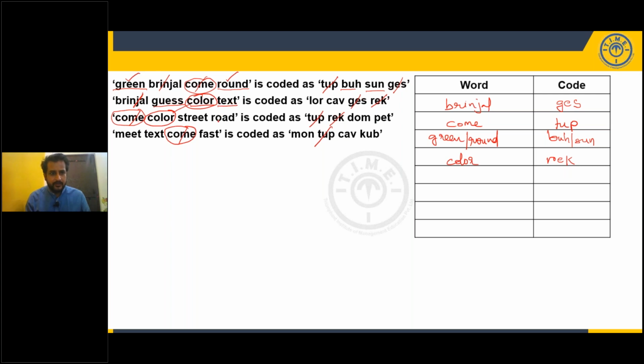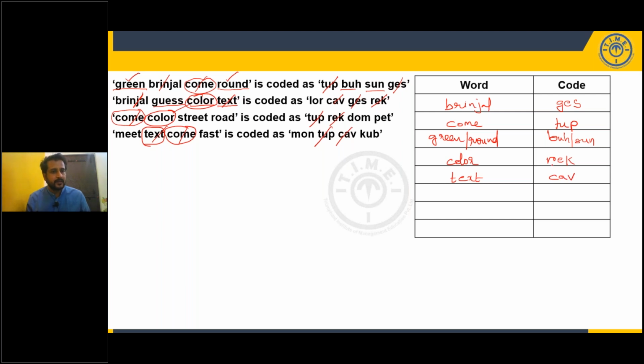Already we have checked with the third statement. We don't have it there. In the fourth statement, yes, I have. So what is the only common word in the second and fourth statements? And what is the only common code in the second and fourth? CAV. So what I can say now is the code for text is CAV.